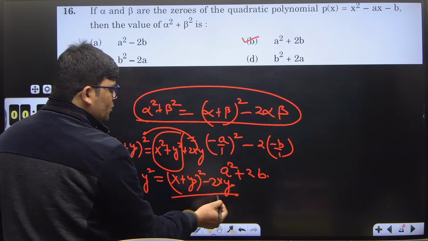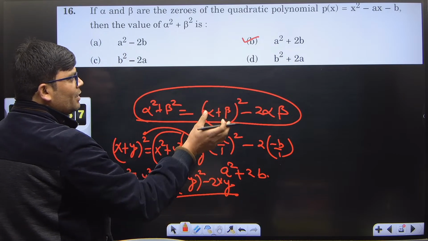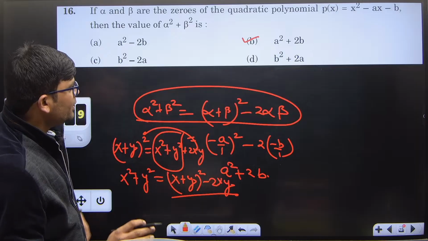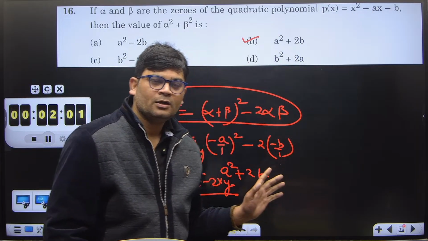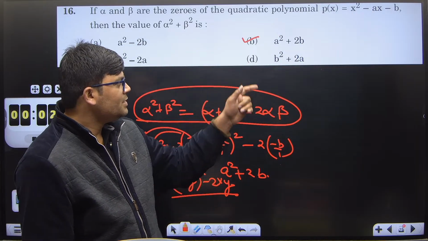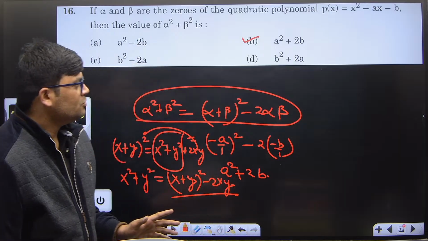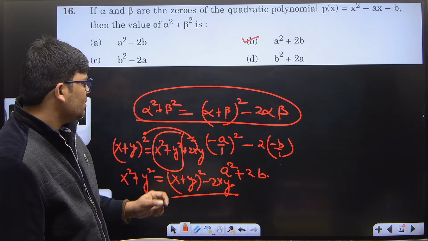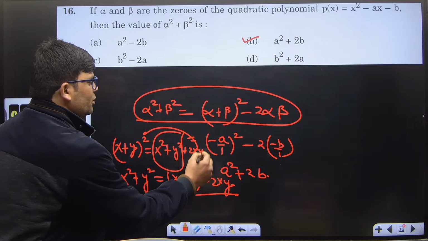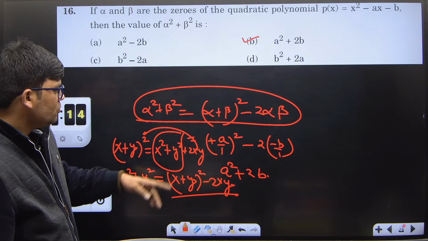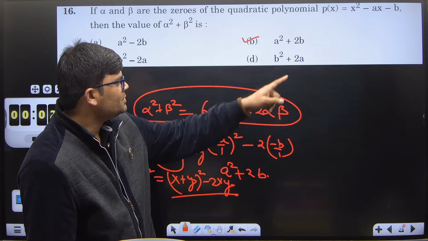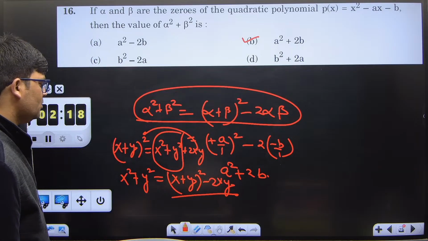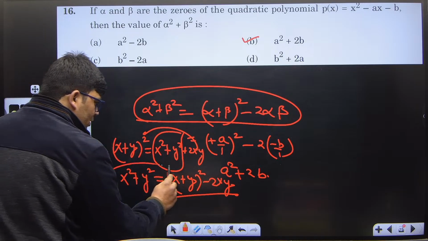Why do we use this? Because we don't require alpha and beta individually to find alpha plus beta. We know that it is minus b upon a and alpha beta is c upon a. So here we have minus of minus a upon 1, that is plus a. So a square, then minus 2 times c upon a, which is minus b upon 1. So you need to know this identity.